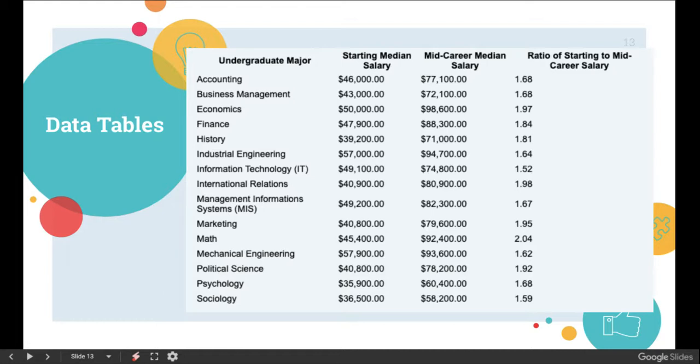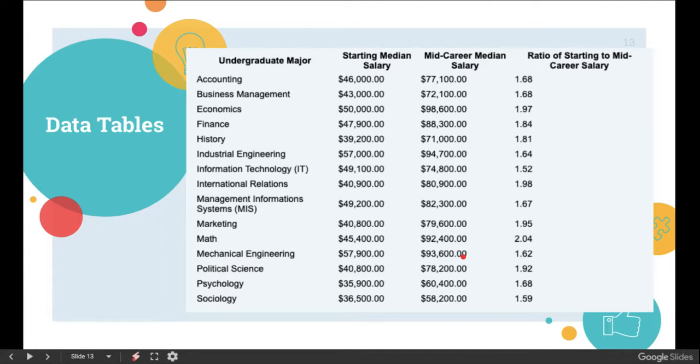Let's say you were motivated only by earnings. Check out undergraduate major in math. The starting salary is not the highest starting salary. If we want to look for the highest starting salary, that's mechanical engineering. But if you start at 45.4 in math, your ratio increases rapidly, a 2.04 ratio. So by the time you're in mid-career, you're making $92,000. You've almost caught up to mechanical engineering.